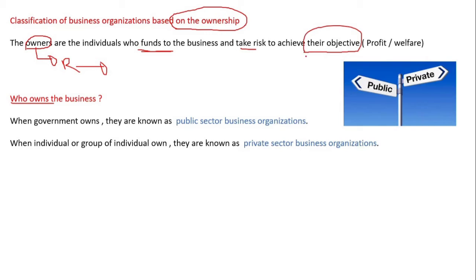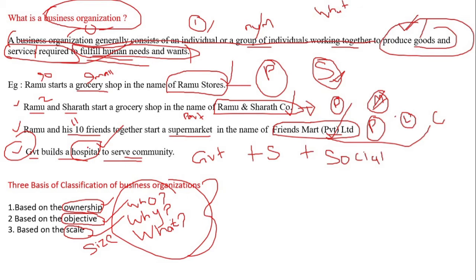Owners have an objective, not only profit, sometimes welfare. Take a government hospital. Who is the owner of the government hospital? The government is the owner. Who gives resources to the hospital? What is the purpose of giving the resources? To serve the community. Not profit making, but social welfare.